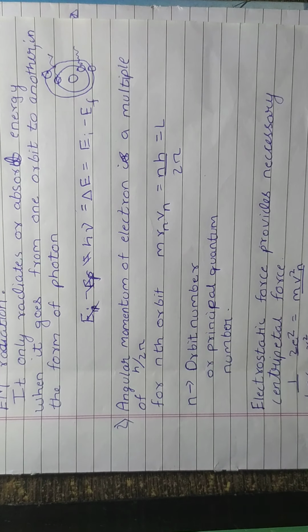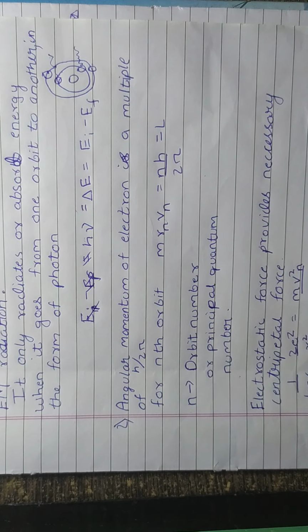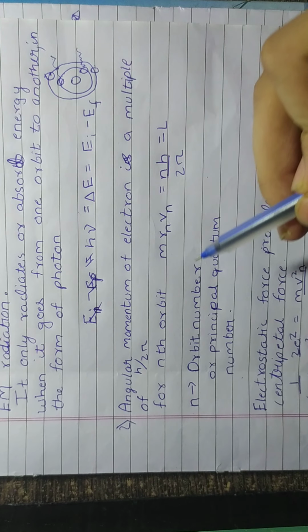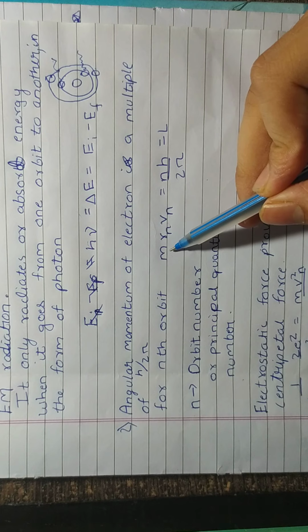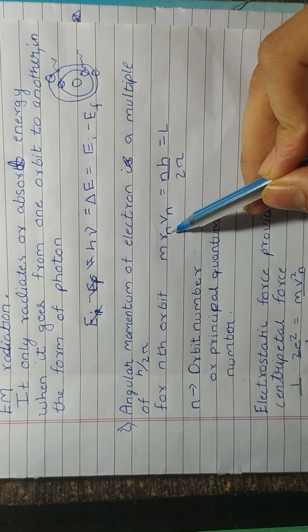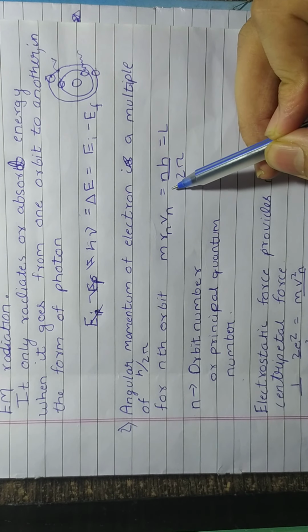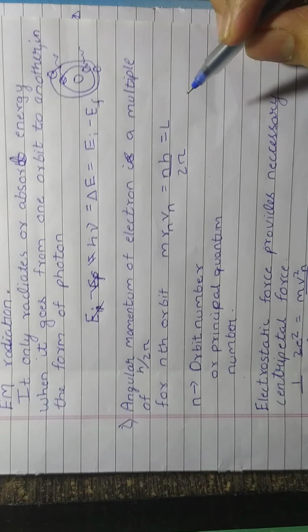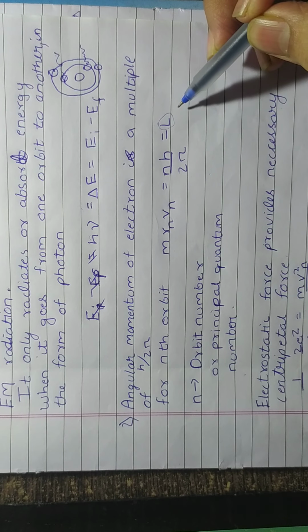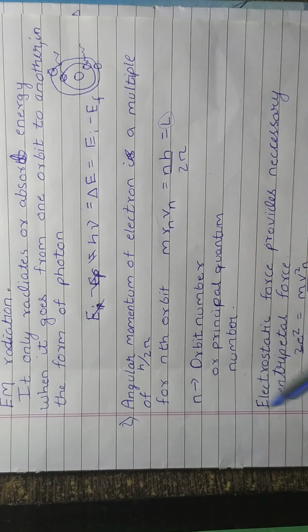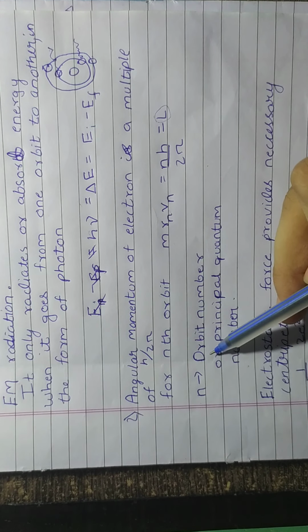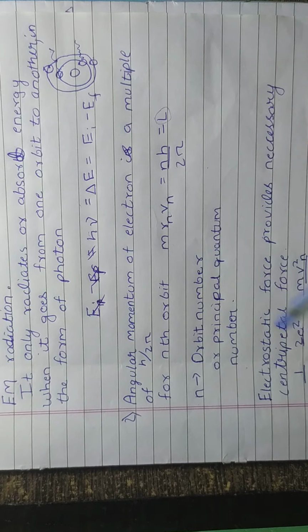The angular momentum of electron is a multiple of h upon 2 pi, where h is the Planck's constant. For nth orbit, we can write mass of electron into velocity into Rn, where Rn is the radius of nth orbit, equals nh upon 2 pi, which is equal to L. L is the angular momentum, and n is the orbit number or principal quantum number.